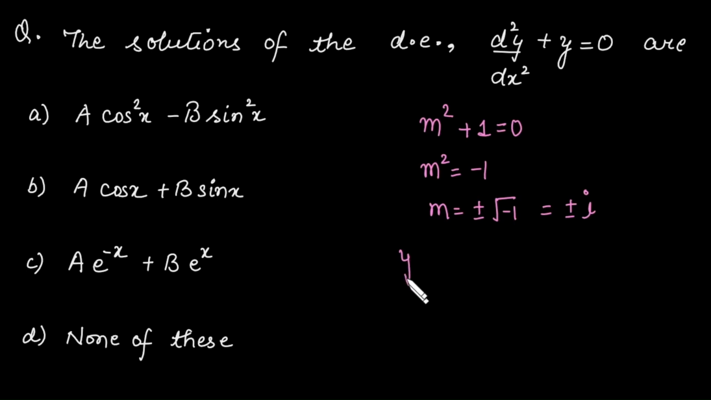So in this case the solution is equal to c1 cos of x plus c2 sine of x. Because the real part is 0, so we can write e raised to power 0x outside, that is equal to 1. So according to this, the answer is B option.